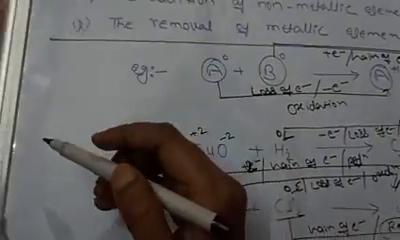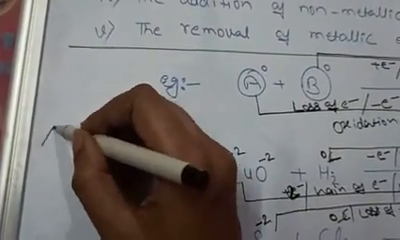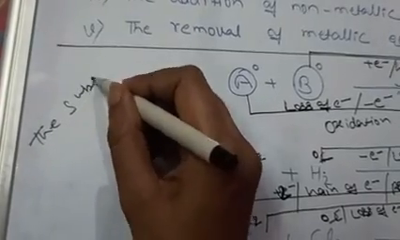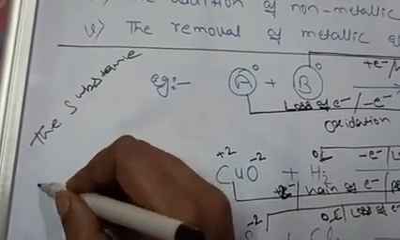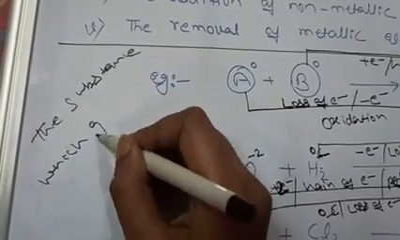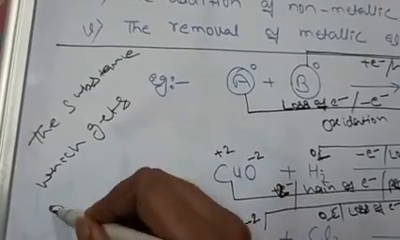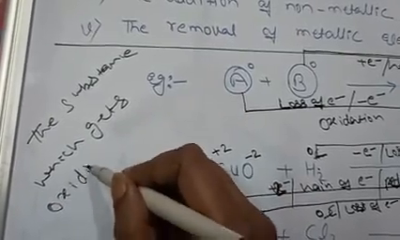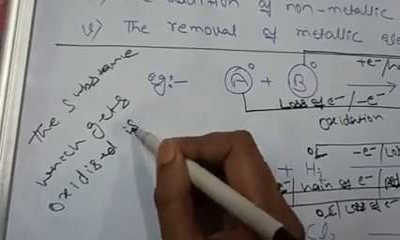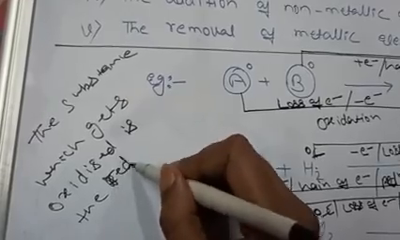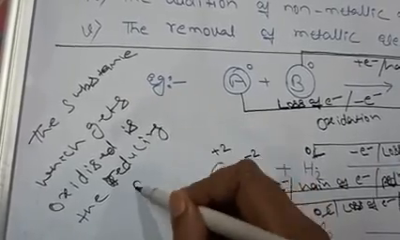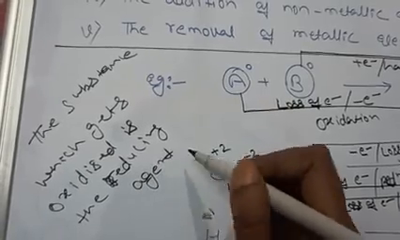So first, see, the substance which gets oxidized is the reducing agent.